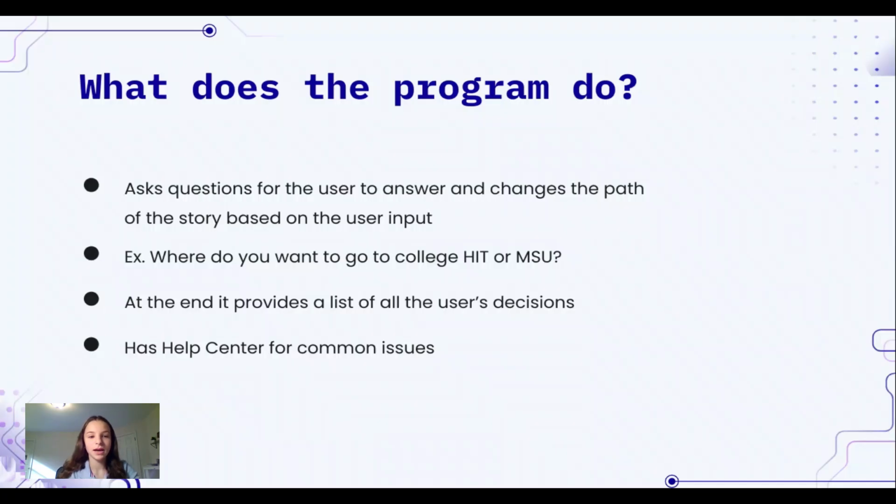So what does the program do? It asks questions for the user to answer and changes the path of the story based on user input. So for example, one of the questions is, what college do you want to go to? Hoffman Institute of Technology or Madawaska State University? Keep in mind, these are made up college names. So if I answer HIT, then my story path would be different to somebody that answered MSU.